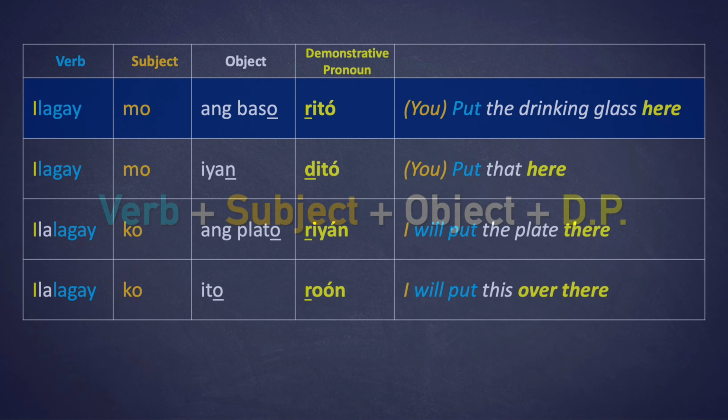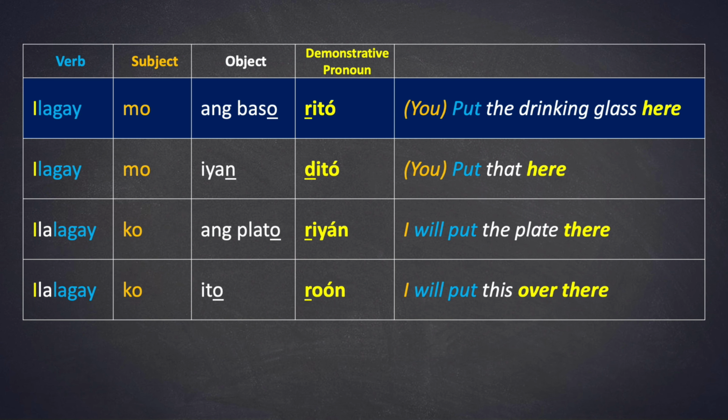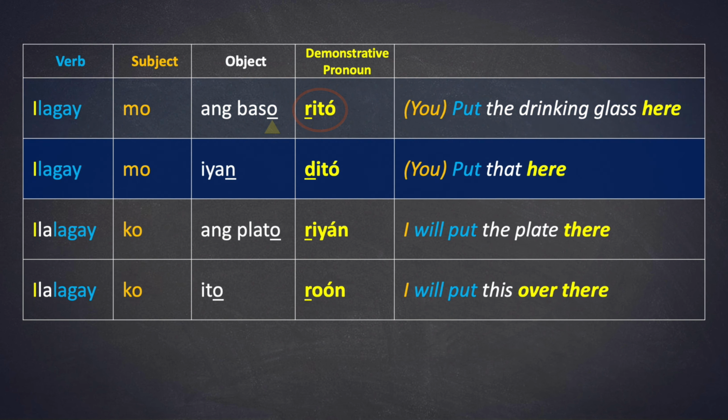Here goes. Ilagay mo ang baso rito. Put the drinking glass here. It's rito because baso ends in a vowel. Ilagay mo iyan dito. Put that here. It's dito because iyan ends in a consonant.